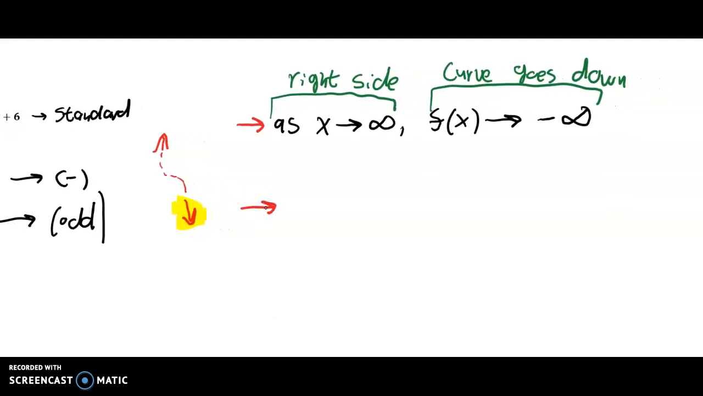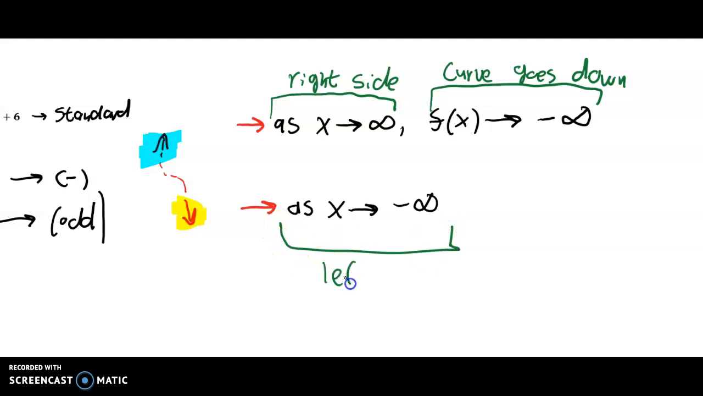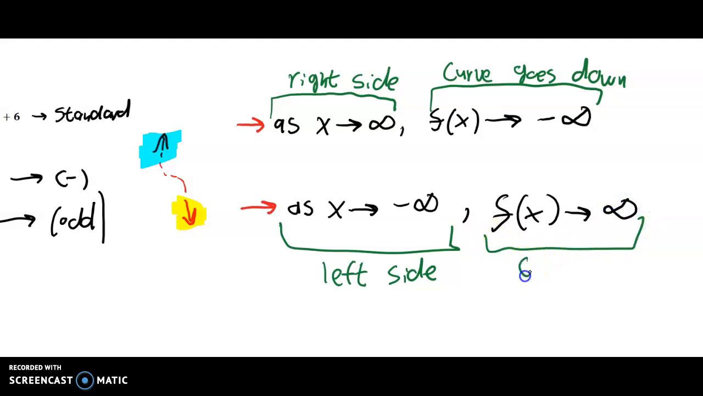Okay, let's do the left-hand side. I'm going to mark that in blue. To say the left-hand side, we're going to put as x approaches negative infinity. This just means the left side of the graph because the x values are negative. What happens to the curve? It's going up. So we're going to say f of x approaches positive infinity, and this expression means the curve goes up. So all we've really said is on the right-hand side, the curve goes down. On the left-hand side, the curve goes up. But this notation helps us write it more accurately and with more academic language.